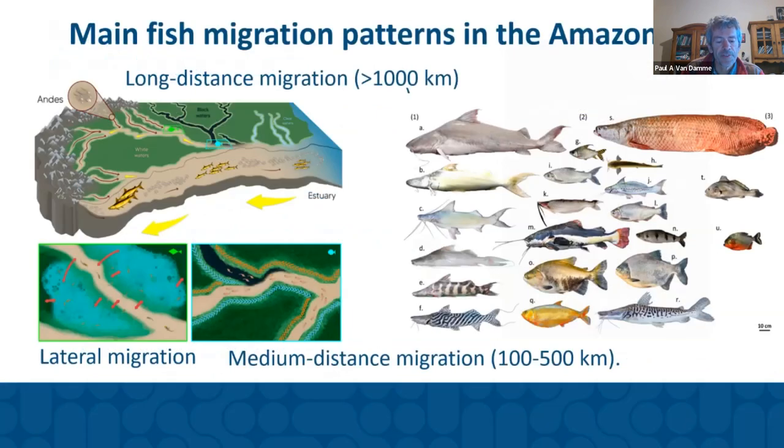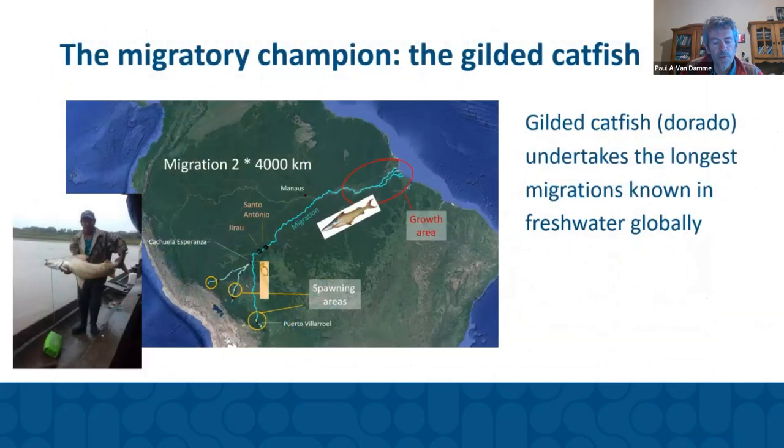The basin has a vast network of free-flowing rivers. We can roughly differentiate three fish migration patterns in the Amazon. Long-distance migrations at the top, mostly by catfish. At the left below, species undertake lateral migrations to the floodplain. And at the bottom right, migration between nutrient-rich and nutrient-poor tributaries.